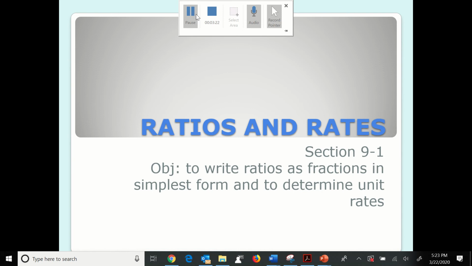Today we're going to talk about section 9.5. This is ratios and rates. The objective of today is to write ratios as fractions in simplest form. Keywords are simplest form, and to determine unit rates.